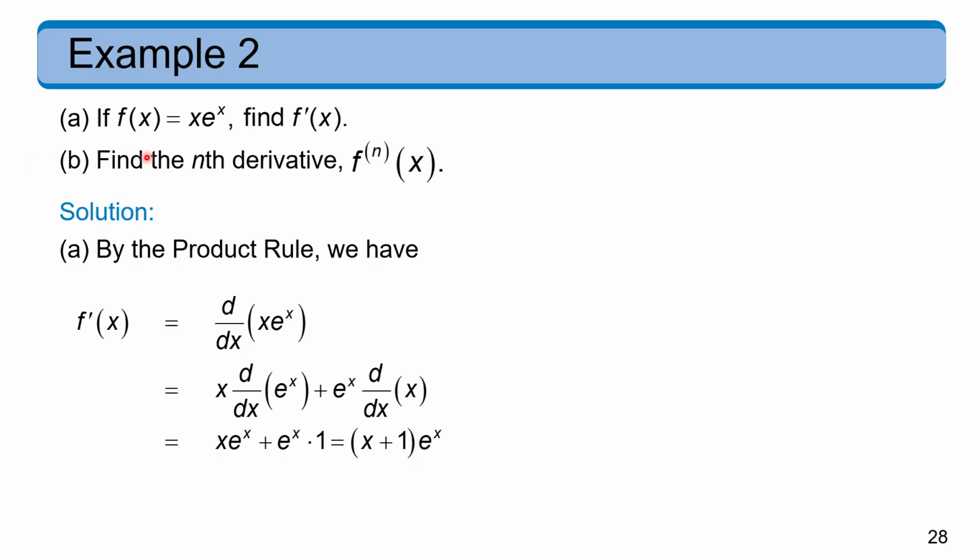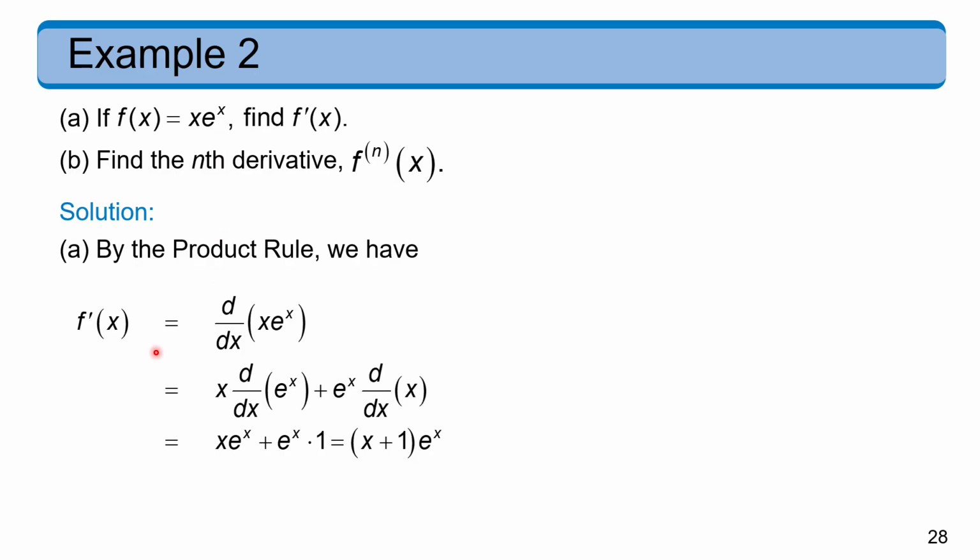In this example, we're given the function f of x equals x e to the x. We want, in part A, to find its derivative. And then in part B, we want to find the nth derivative. So we're really generalizing in part B. So first of all, to find f prime, it's really important you recognize that this is a product of two functions of x. That's what tells you you have to use the product rule.